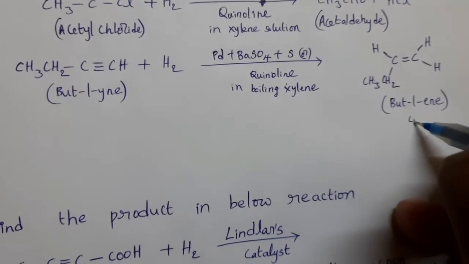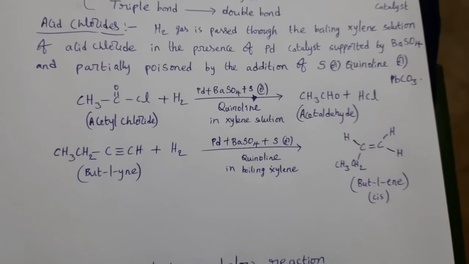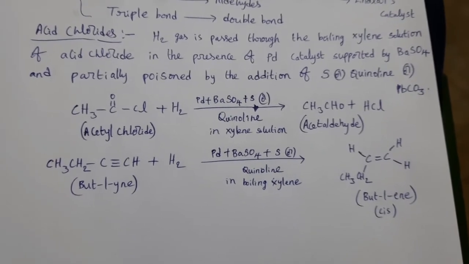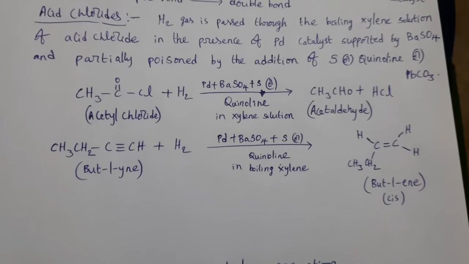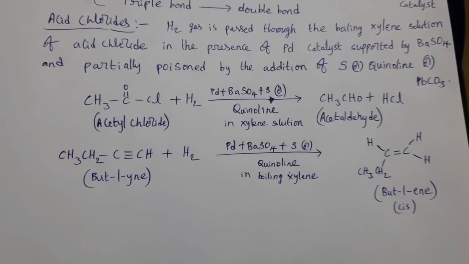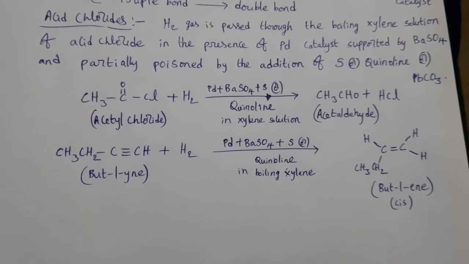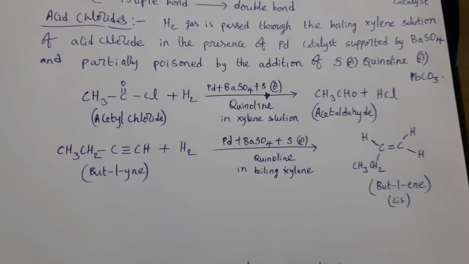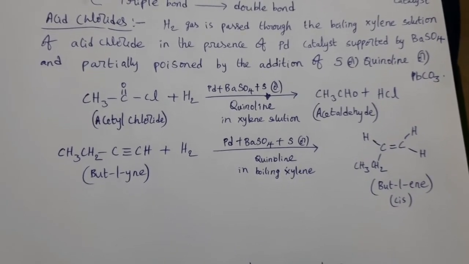This is cis form. So in this way we can reduce the acid chlorides to aldehydes and butynes to cis alkenes by using Lindlar's catalyst. Suppose in the given compound both double bond and triple bond are present, then Lindlar's catalyst can reduce only triple bond. It does not affect the double bond present in the given compound.